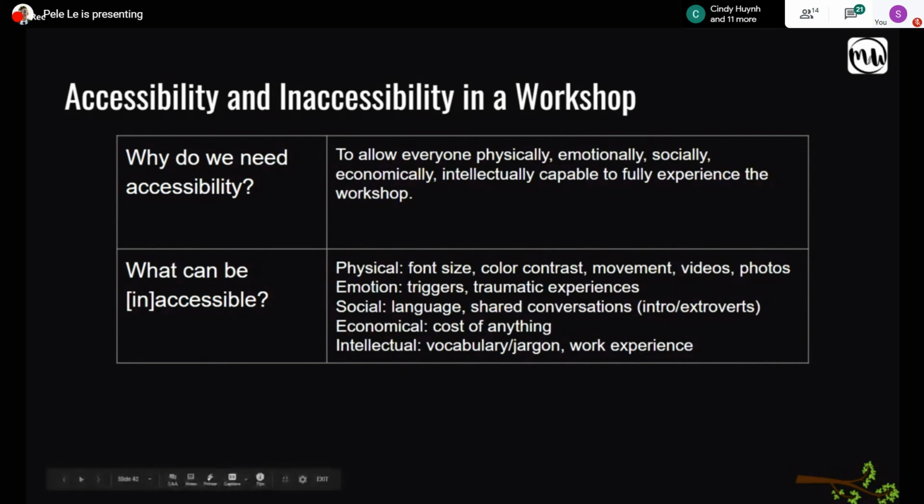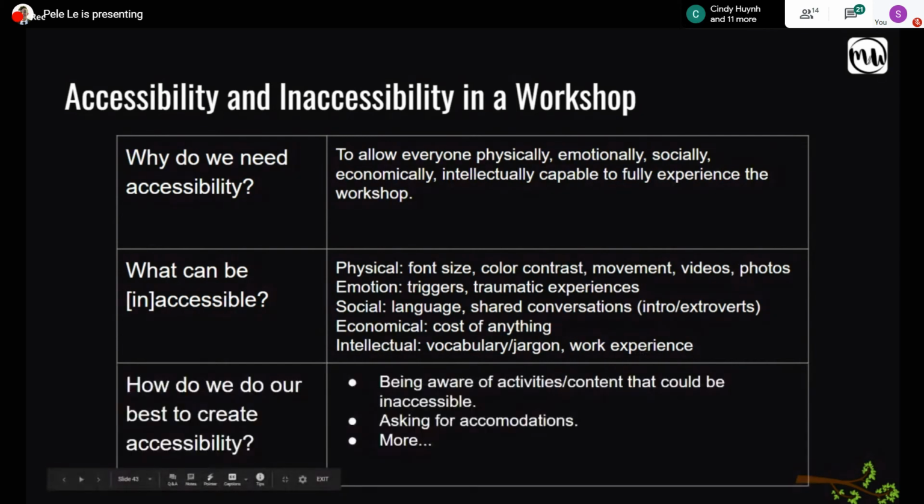The next part is how do you best create accessibility? Because again, we're trying to make sure your workshop is highly engaging and interesting. It's keeping people on their toes and they're learning and they're having fun. So it's being able to think about some of these dimensions and figure out how to make sure all your activities and content is accessible, making sure the font is big enough, making sure color contrast is accessible.